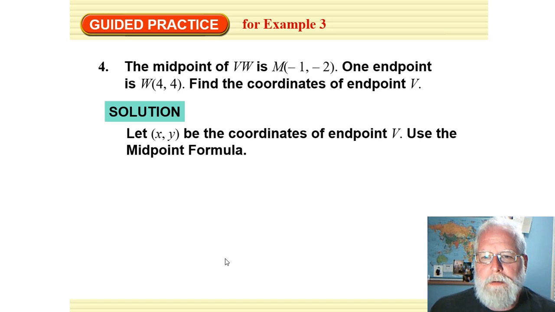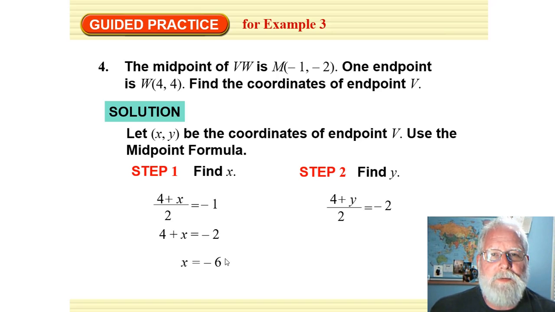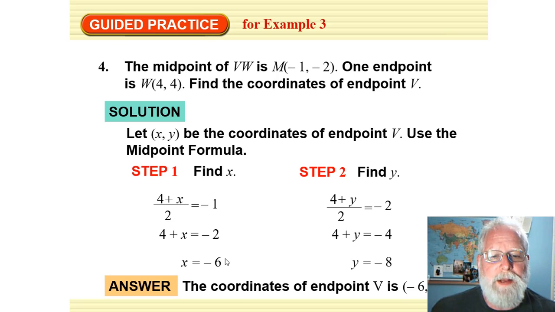If we take a look here, if I use the formula, it's going to be 4 plus x over 2 is equal to negative 1, because negative 1 is the x part of the midpoint. And then if I multiply both sides by 2, it's going to say 4 plus x is equal to negative 2. And then if I subtract 4, it's going to be negative 2 minus 4, and x is going to be negative 6. And if I do the same thing for the y's, that's going to be 4 plus y over 2 is equal to negative 2. If I multiply both sides by 2, it's going to be 4 plus y is equal to negative 4. And then if I subtract 4 on both sides, y is going to equal negative 8, giving me an answer of (negative 6, negative 8).